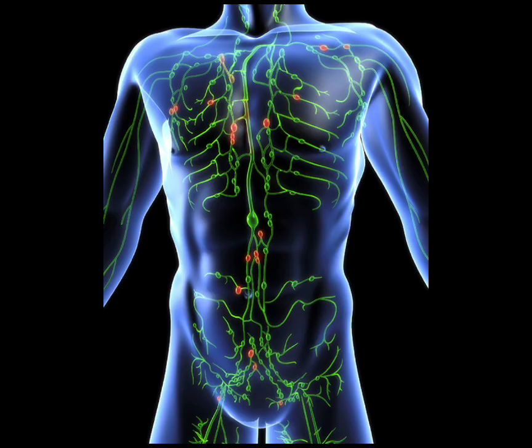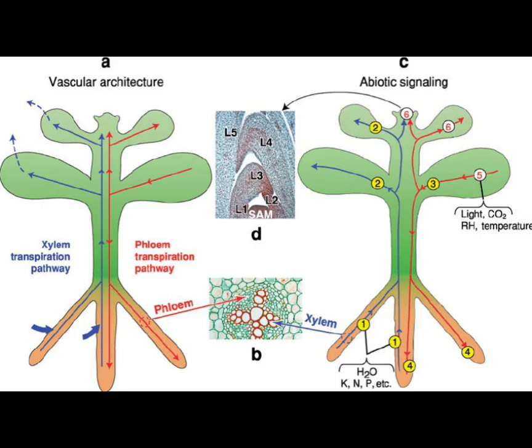Third, the lymphatic system. Lymph is transported through branching lymphatic vessels, collecting interstitial fluid and returning it to the circulatory system. Fourth, the plant vascular system. Branching xylem and phloem tubes distribute water, nutrients and sugar efficiently across a plant.